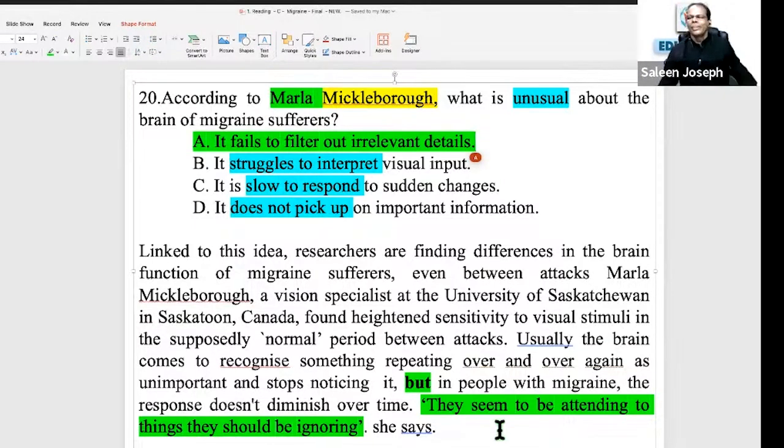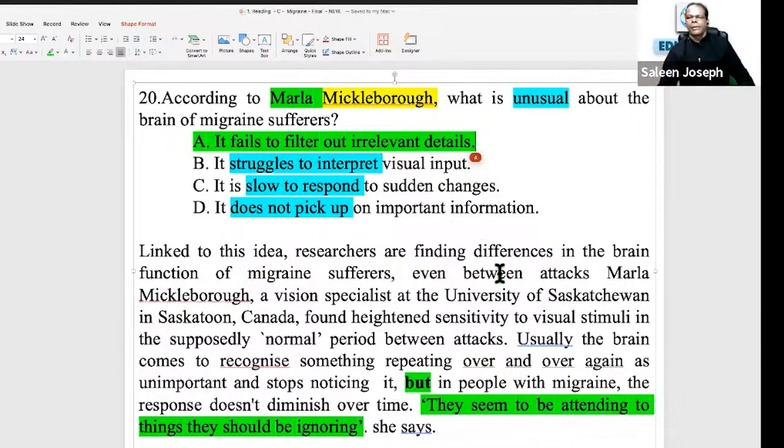See, after the contrast word, you have the answer. You have to just read what is given after the contrast word. You can simply find the answer immediately there and compare with these options. It struggles to interpret visual input. It doesn't say that. It is slow to respond to sudden changes. It doesn't say that. It does not pick up on important information. It says it picks up unimportant information, but that doesn't mean it does not pick up important information. It will pick up important as well as unimportant, irrelevant information.